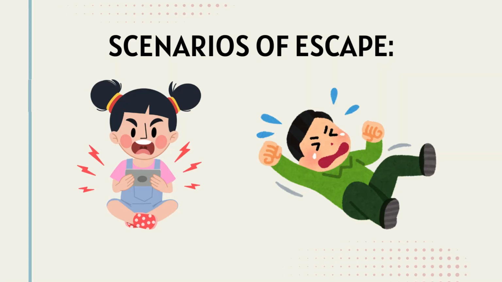So, some scenarios of escape could be whenever you're giving a child a task to do and they start throwing a temper tantrum, they could lay on the ground screaming, they could sit there and refuse to do it. These are escaping from having to start the task at hand.